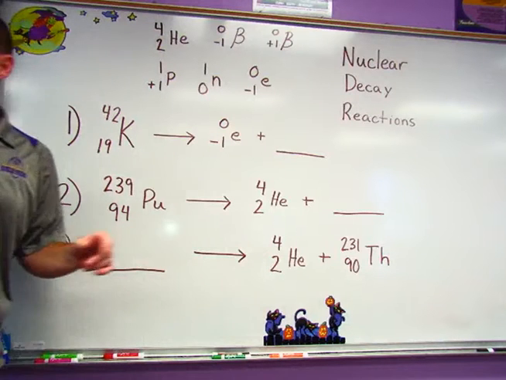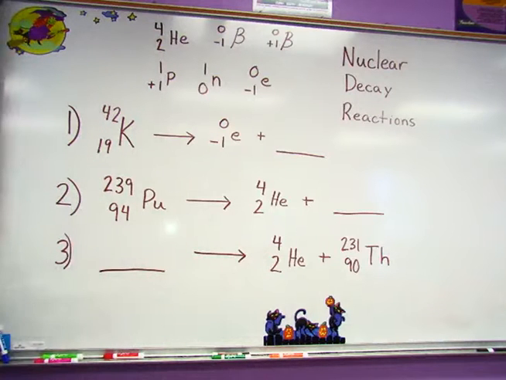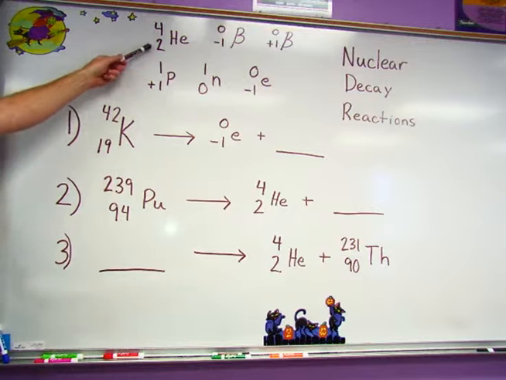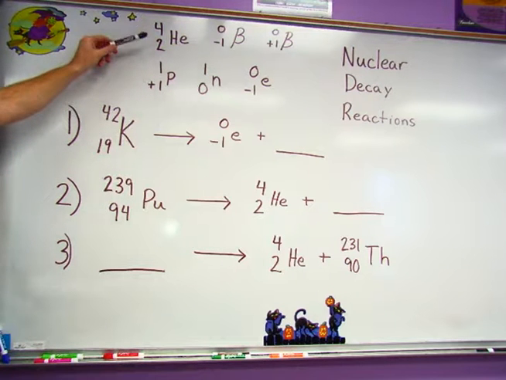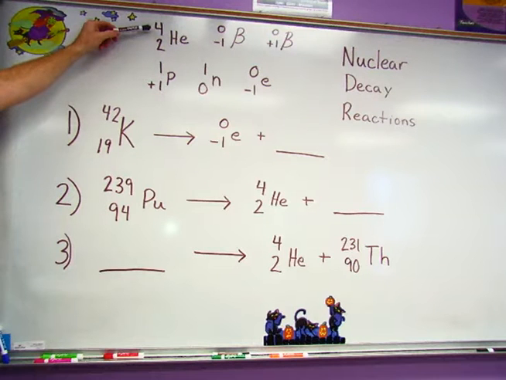We are in nuclear chemistry, and what I have for you is a few nuclear decay reactions, and I'm going to go over the particles briefly like we did in class. You get your 4,2 helium nucleus, which is an alpha particle. Remember, it has 2 protons and 2 neutrons to give you a total mass of 4, total charge of 2.